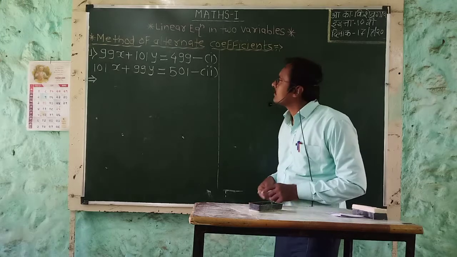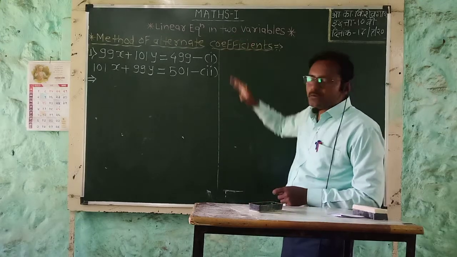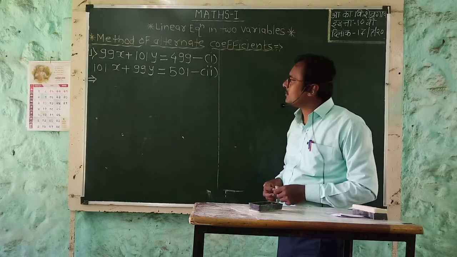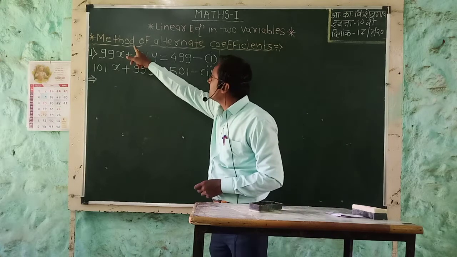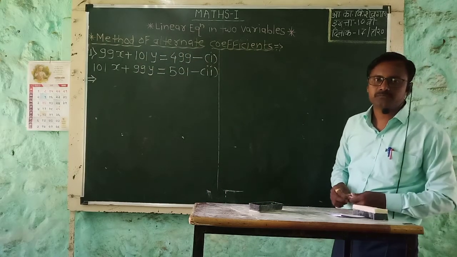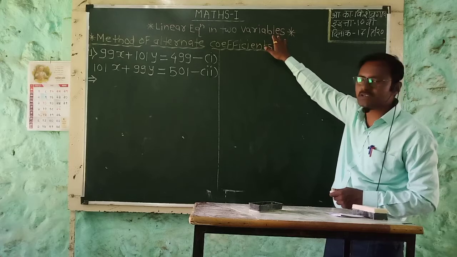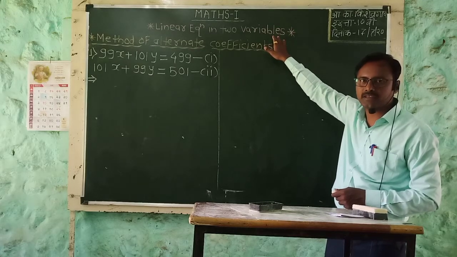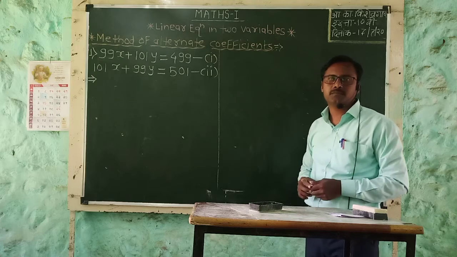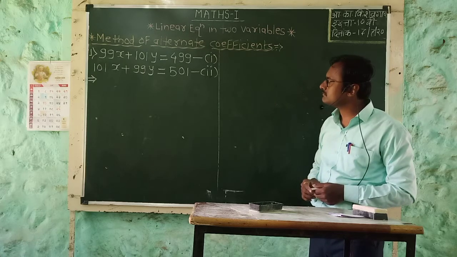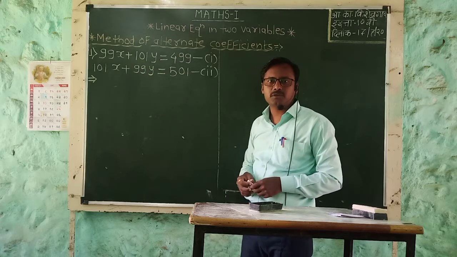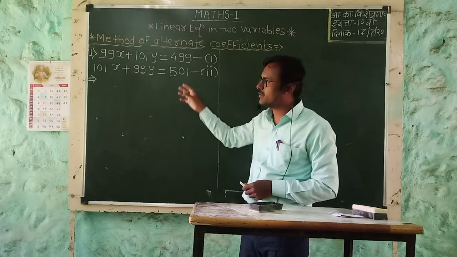Today we are going to discuss the method of alternate coefficients from the chapter Linear Equations in Two Variables of Maths Part 1. Here is one of the problems on the board.